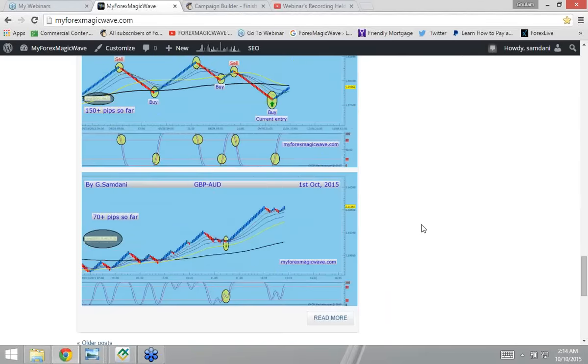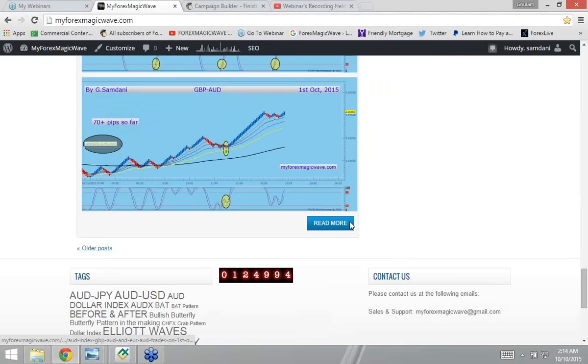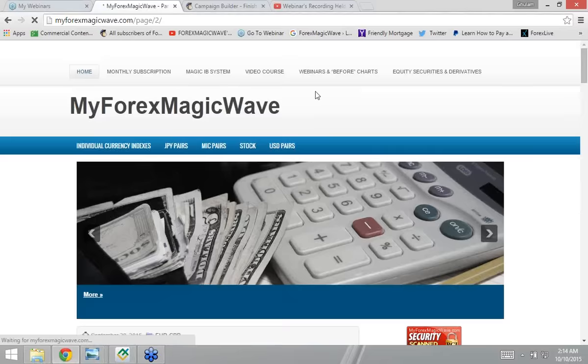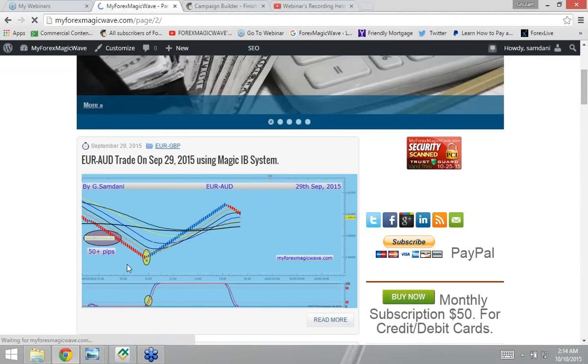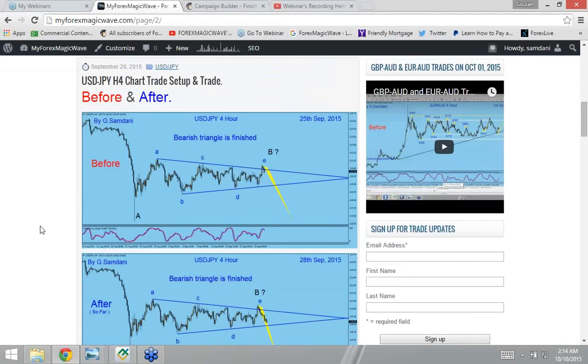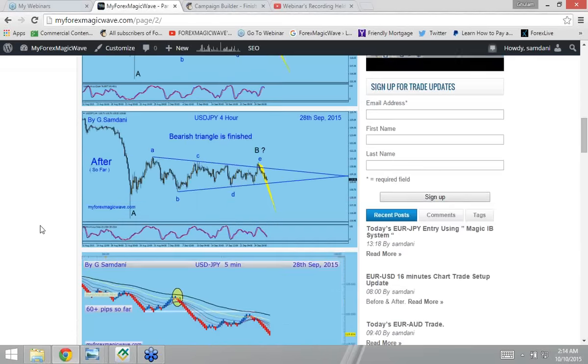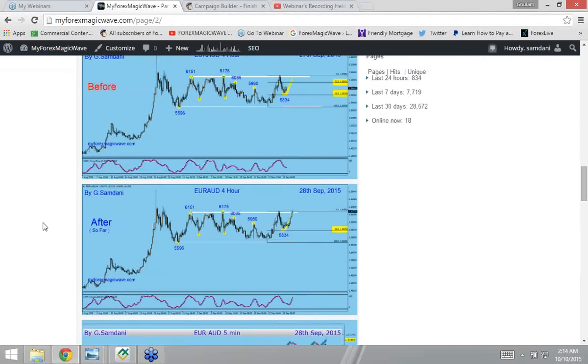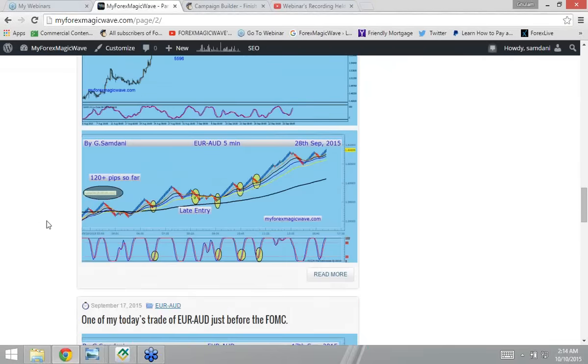And those are also here in the charts. See, this is 70 pips on GA, and then EA was almost 180 pips that day when I sent out that Aussie chart. See this, 50 pips on EA, and there was another 150 pips. What happened to that? Probably forgot to post. Okay, so this one is 120 pips, Aussie USD 5 minute chart.